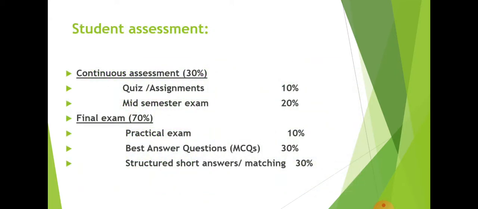Let us see the student assessment. I don't know what will happen with this coronavirus, but we should have a quiz or assignment, 10 marks, and a mid-semester exam, 20. This consists of 30%. The final exam will be 70%. Practical exam, 10. Maybe we'll look at more for 20. Best answer questions, MCQs, 30. Structured short answer matching, 30%. That is the assessment.